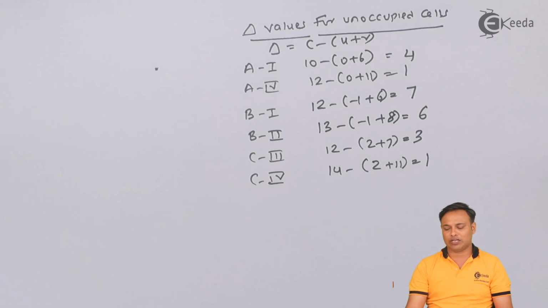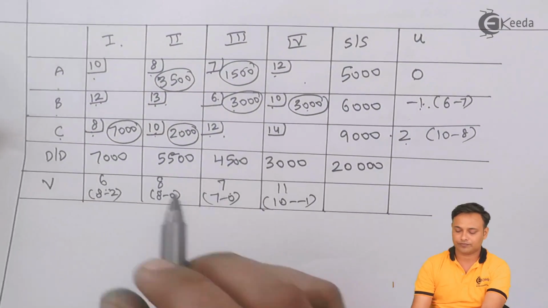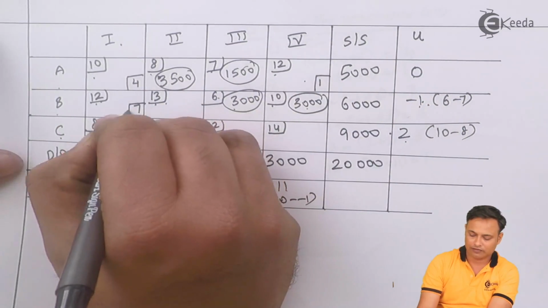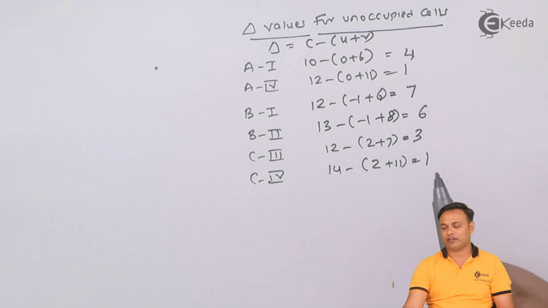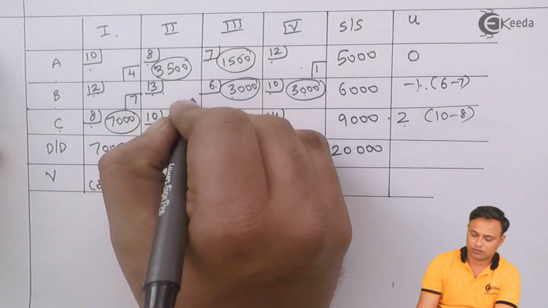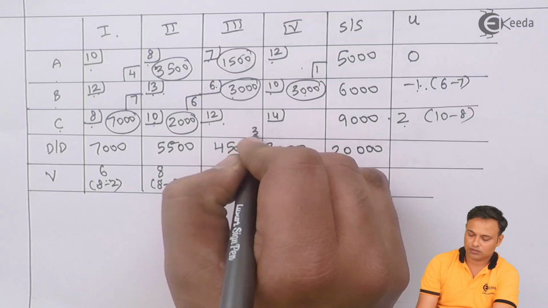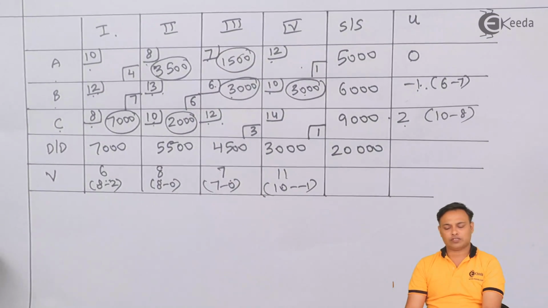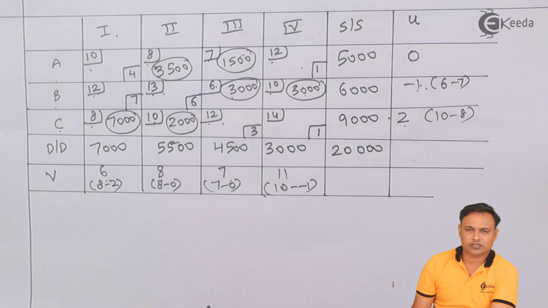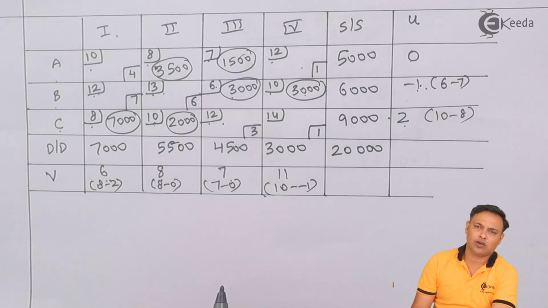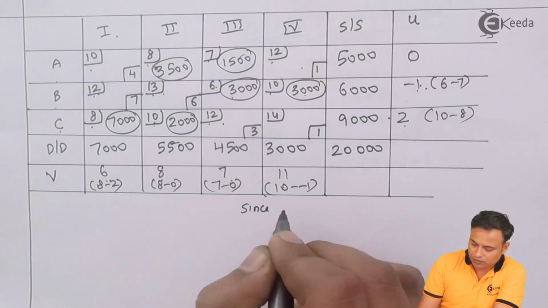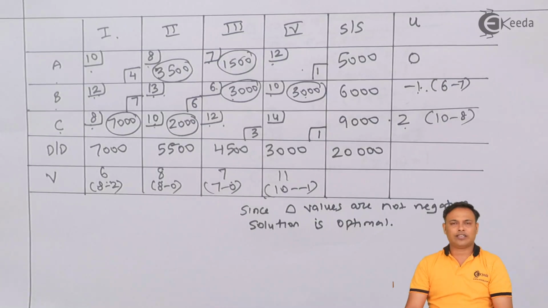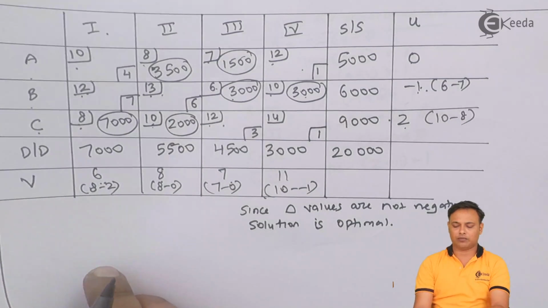Let's first note down all the delta values. We have 4, 1 and 7. Then we have 6, 3 and 1. And so I got all the delta values which are positive. So I can simply write here, since delta values are not negative, the solution is optimal. I'll just note down this point. Now let's find out the final solution. We have to obtain the optimal solution.